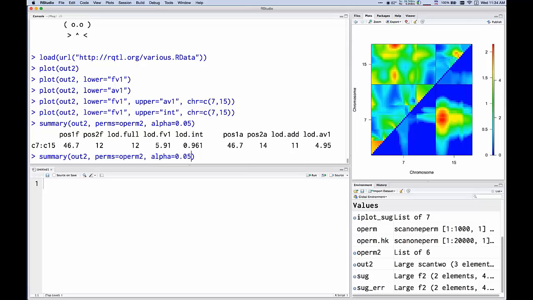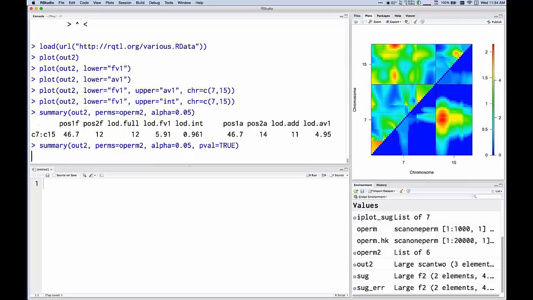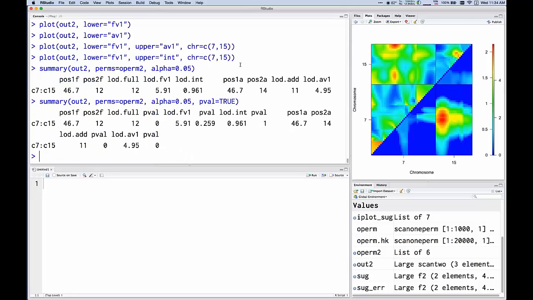This does take an argument, pvalues equal true. So it will use those permutations to calculate the proportion of permutation replicates that gave a full LOD score bigger than 12, or an FV1 LOD score bigger than 5.9.